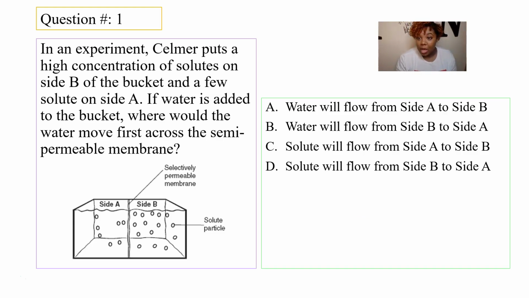In an experiment, Selmer puts a high concentration of solutes on side B of the bucket and a few solutes on side A. If water is added to the bucket, where would water first move across the semi-permeable membrane? You have 5 seconds.